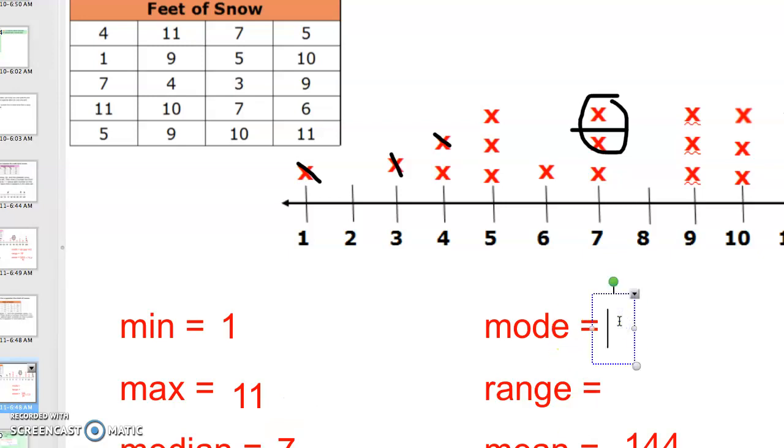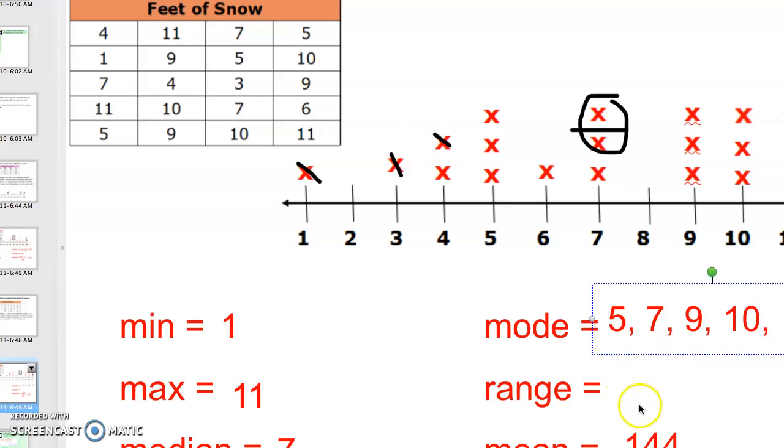The mode. The mode is the number that occurs the most. Now in this case, there are a lot. So 5, 7, 9, 10, and 11, they all occur 3 times, so they are all the mode. Okay. Your range, your highest number minus your lowest. So 11 minus 1 is 10. So the feet of snow range by 10 feet.